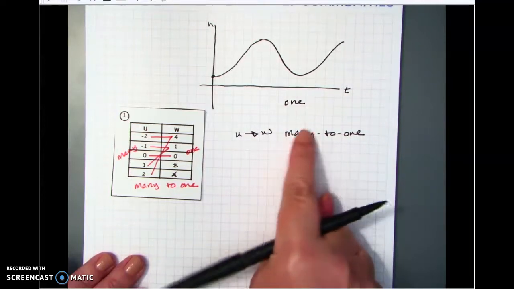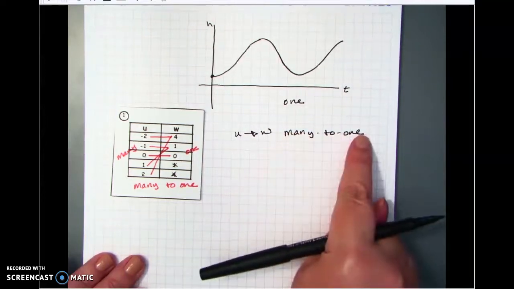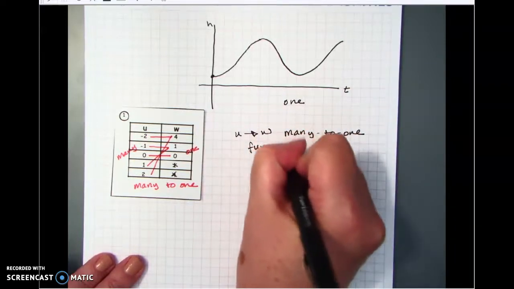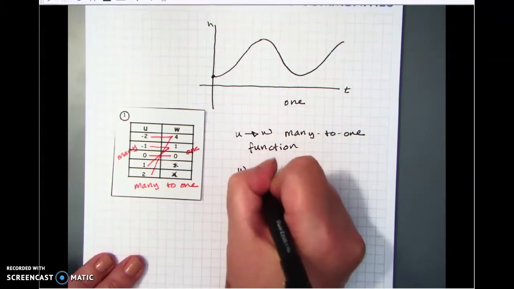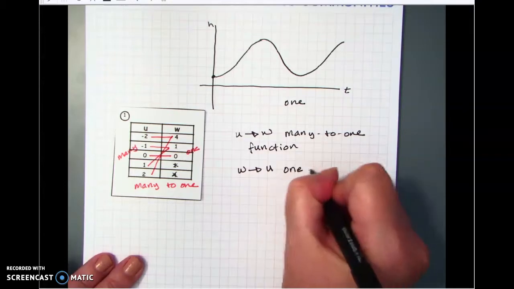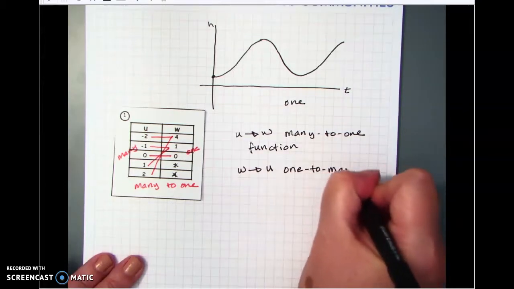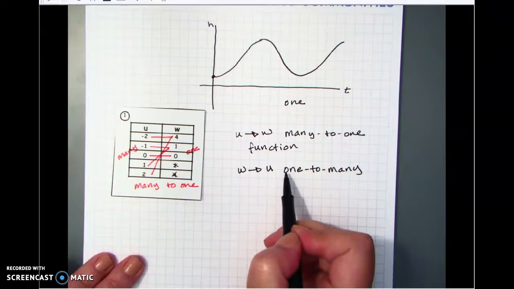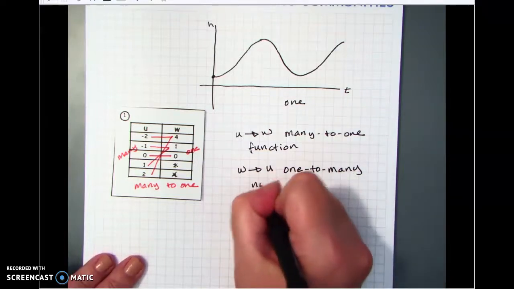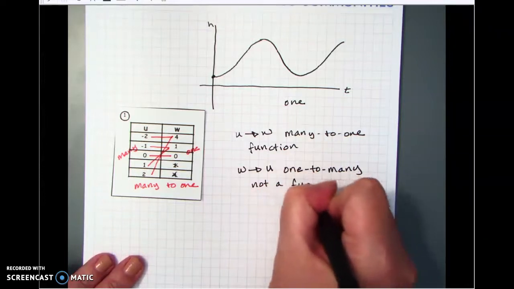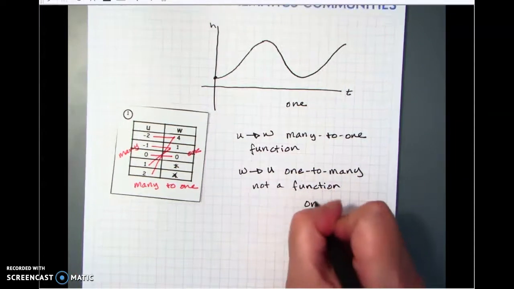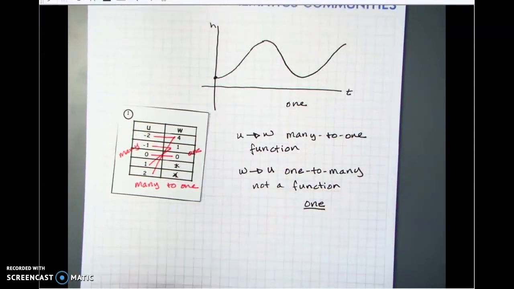And so that means I can plug many values into my calculator and get the one answer that I need out of my calculator. So that is a function. And then if I start at W as my domain and map it onto U, that's going to be a one-to-many situation. So this is saying when I plug in a value to my calculator, it might give me many possible answers, and calculators don't like that. So that is not a function. And so what that tells us is that this is a function in only one of the directions.